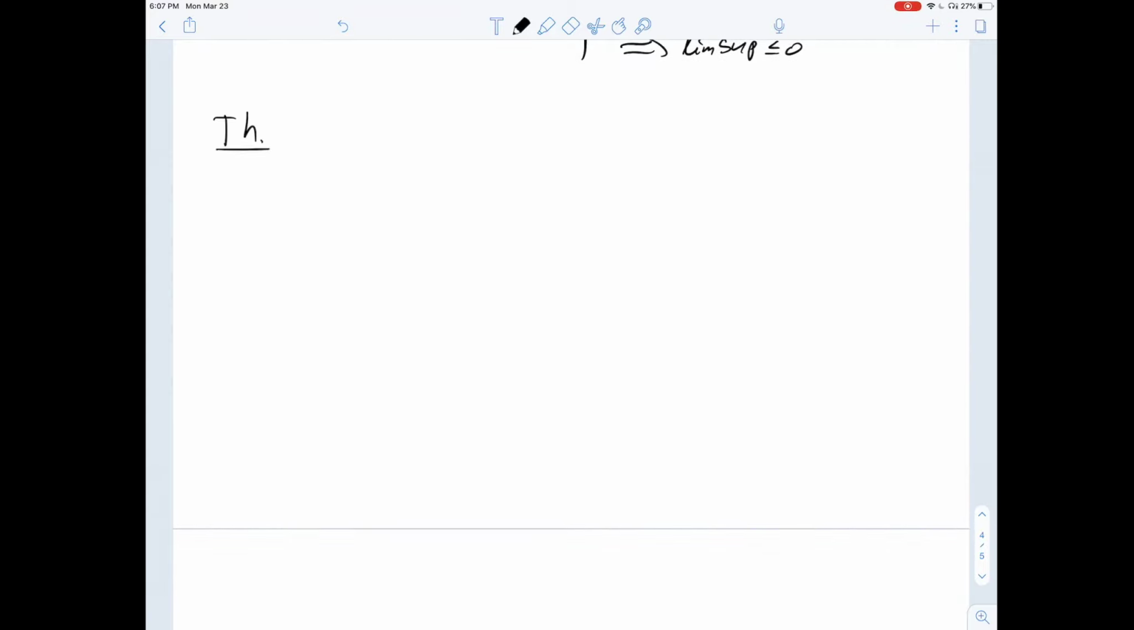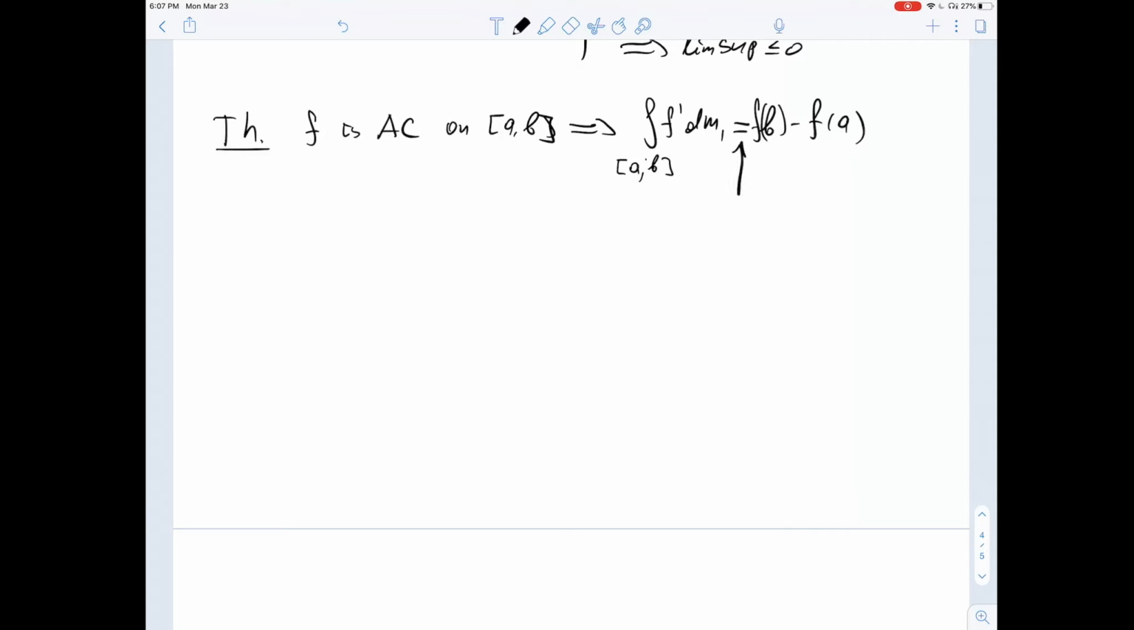Okay, so before we call it a day, I'll state the main theorem. The main theorem is that f is absolutely continuous on [a, b] implies that the integral of f prime dm1, which exists, by the way, because f is an absolutely continuous function, implies that it's a function of bounded total variation, and a function of bounded total variation is differentiable almost everywhere, and the derivative is summable. And now we get the Newton-Leibniz formula. So this integral of the derivative is equal to f of b minus f of a.